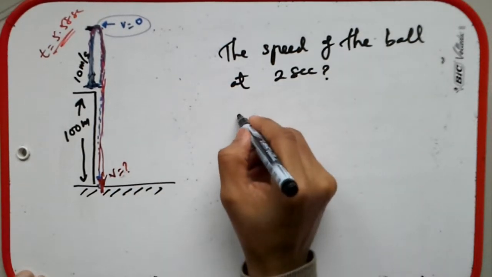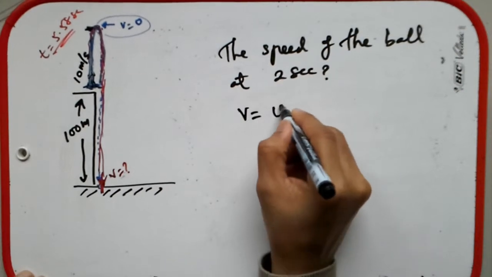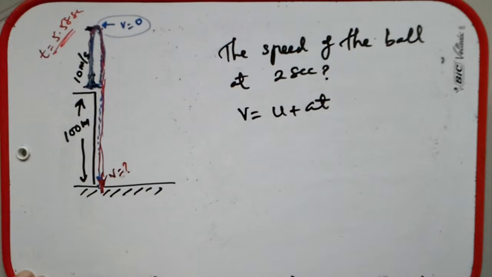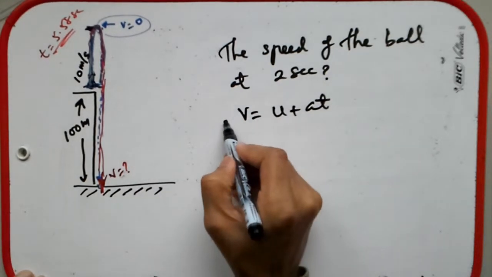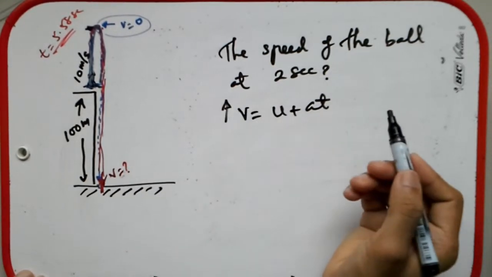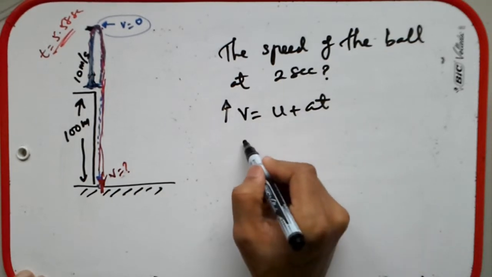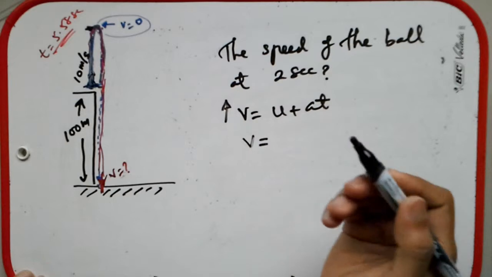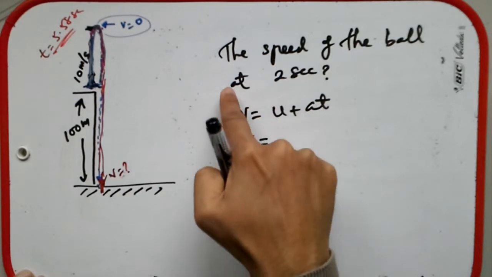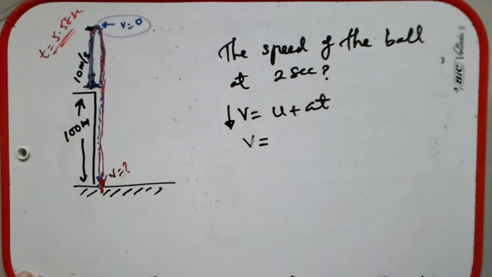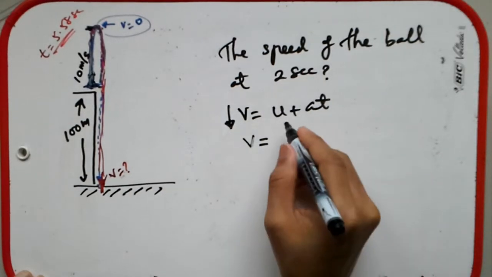So again I can use v equal to u plus at, right? This time I'm going to use the equation upward. If I use the equation upward, it doesn't matter, right? Even you can use it upward or downward. If you are confused, I'll use it downward. It doesn't matter, I'll get the answer. From the answer I can predict what is happening.